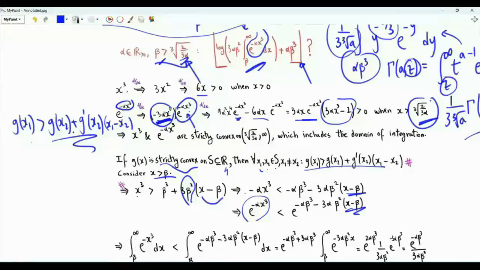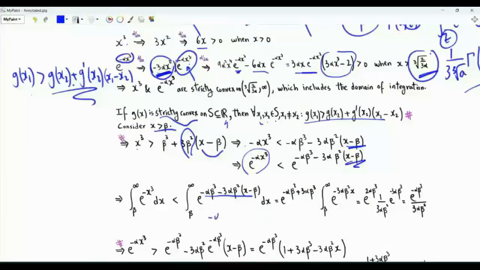We can integrate both sides from beta to infinity. This exponent here is minus alpha beta cubed plus 3 alpha beta cubed. This is e to the 2 alpha beta cubed. We need now to integrate e to the minus 3 alpha beta squared x from beta to infinity. We get 1 over this factor here multiplied by the exponential evaluated at beta. All in all, the upper bound is e to the minus alpha beta cubed divided by 3 alpha beta squared.